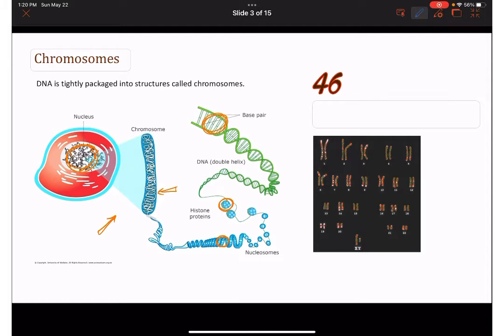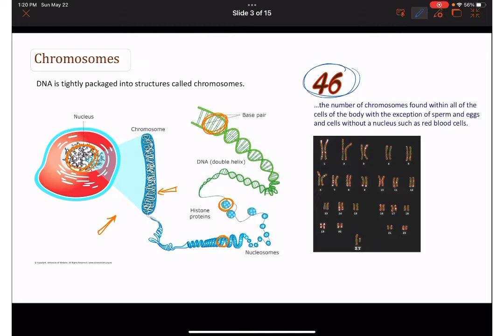Now, with regards to chromosomes, what does the number 46 mean to you? Well, 46 is the number of chromosomes found within almost all the cells of the body. There are some exceptions. Sperm and eggs, as we'll talk about, have a different number of chromosomes. And then there's some cells like red blood cells that don't have a nucleus at all, so they don't have any chromosomes in them. But the majority of the cells in the body are going to contain 46 chromosomes. And that's what we're looking at here. These are all 46 of these individual chromosomes.